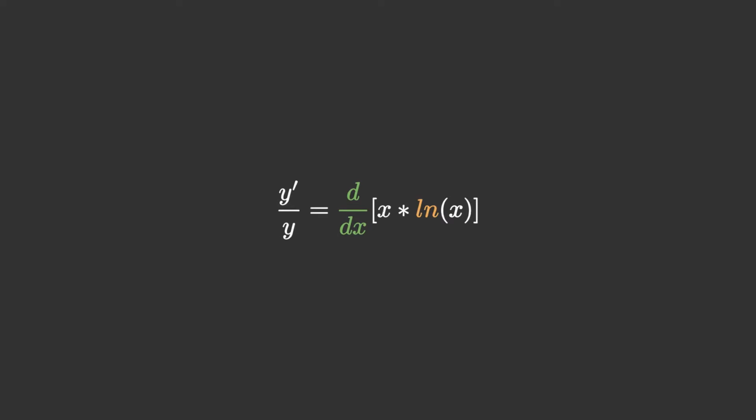Using the product rule, we can differentiate the right side of the equation, do a little bit of simplifying, and then multiply by y to isolate y prime. However, we don't just want y, so we can replace it with the original function as defined, which was x to the power of x.